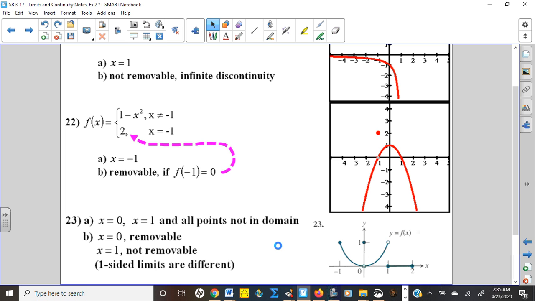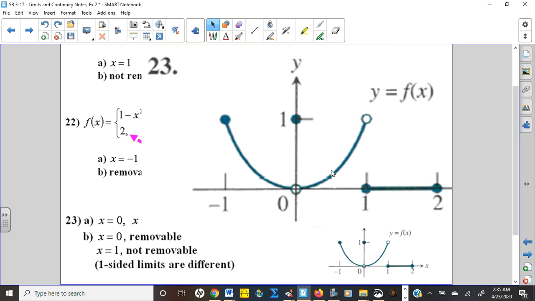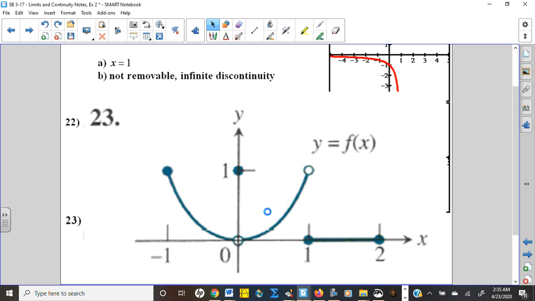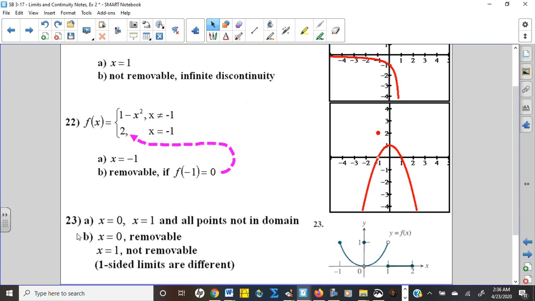Here's that graph that was referring to problem 23, and where are the discontinuities? Well, this is only defined from -1 to 2, it looks like, and it's continuous until we get to 0. There's a removable discontinuity at 0, which could be fixed. There is a jump discontinuity at x equals 1, which cannot be fixed. And that's it. So as part A says, there are 2 discontinuities, at x equals 0 and x equals 1.